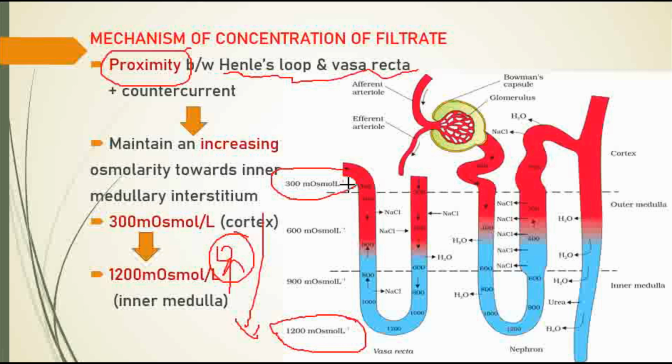This setup is needed for the concentration of the filtrate or urine formation. The increasing osmolarity is in the inner medullary interstitium. The inner medullary interstitium is the tissue surrounding the Henle's loop and the vasa recta. Here there will be high osmolarity as we go from top to bottom.